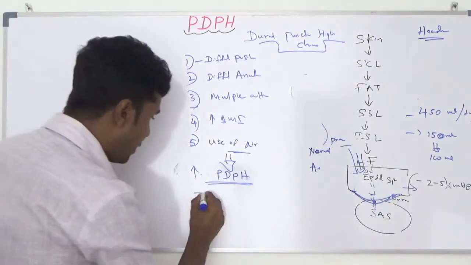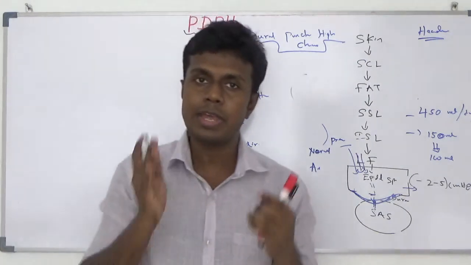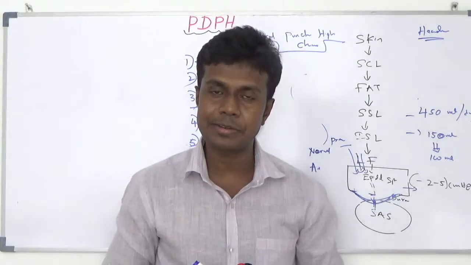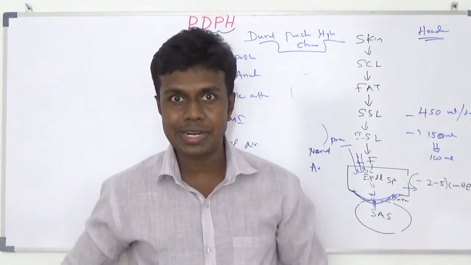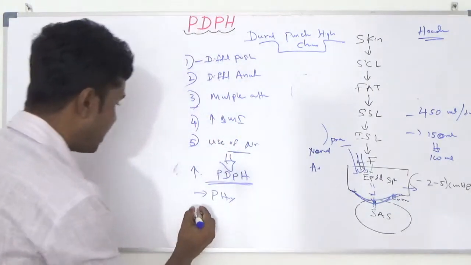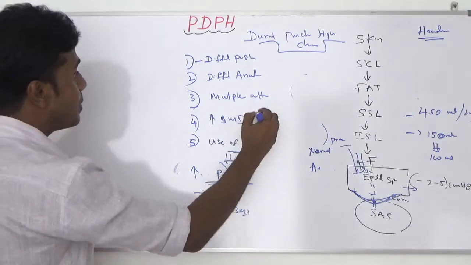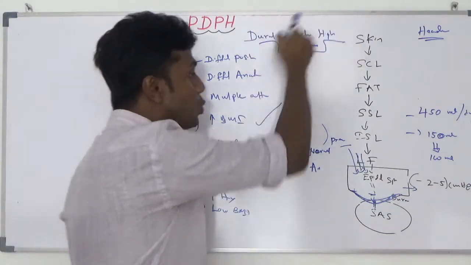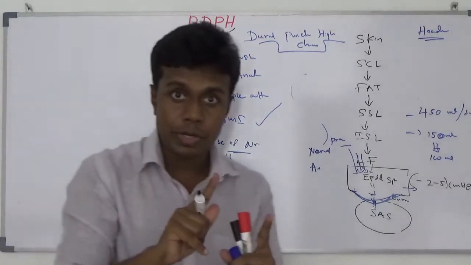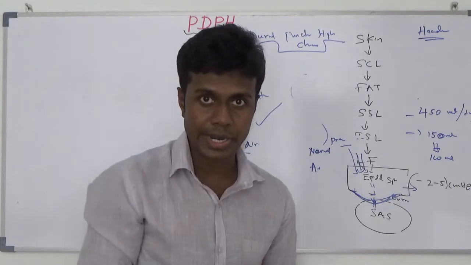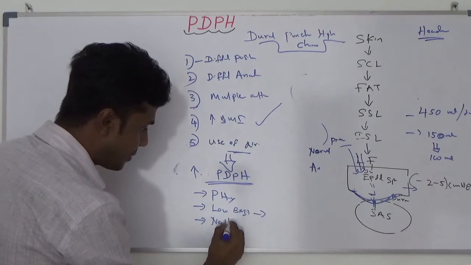Number 1, if they have a past history of post-dural puncture headache, they are highly likely to have another post-dural puncture headache this time. So, past history. Number 2, low BMI. High BMI people have a high chance of developing dural puncture, but low BMI people have a high chance of developing post-dural puncture headache. Next one, needle size.